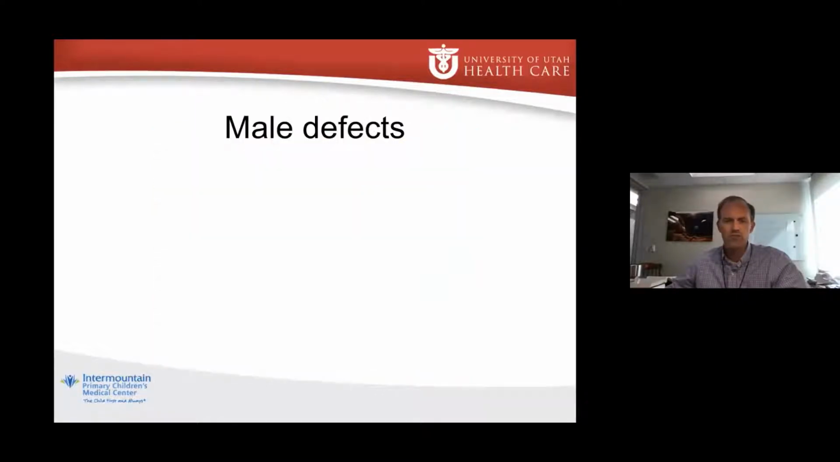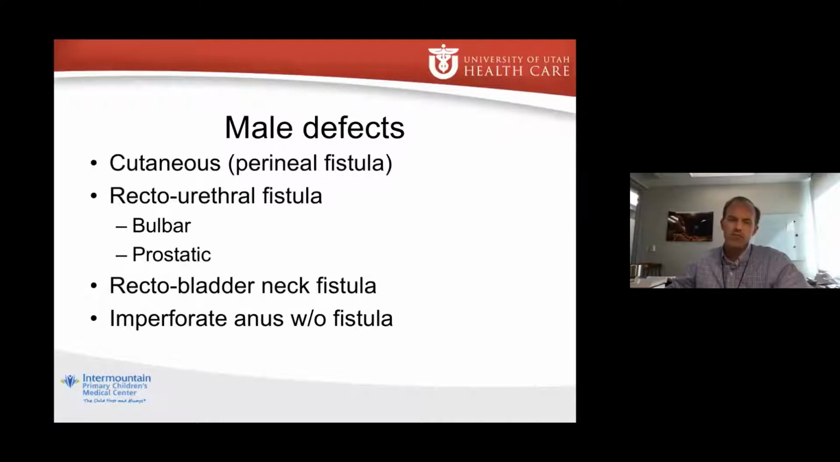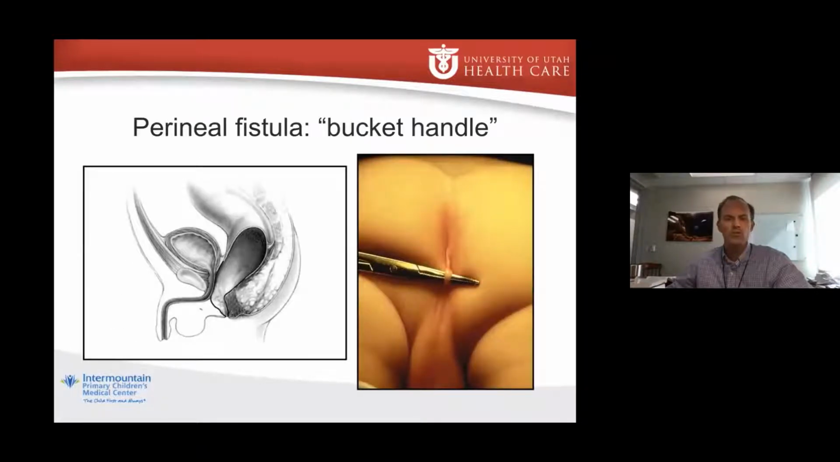So let's move on. So male defects. You could have cutaneous perineal fistula. And sometimes these kids, you won't even do a colostomy on them. They'll just dilate that fistula and then do an anoplasty at a later date. And then rectourethral fistula is the most common. You can have it going to the bulbar urethra or prostatic urethra. And then a rectobladder neck fistula is kind of the more severe case. And then you can have imperforate anus without a fistula, which is more common in the Down syndrome patients, or rectal atresia.